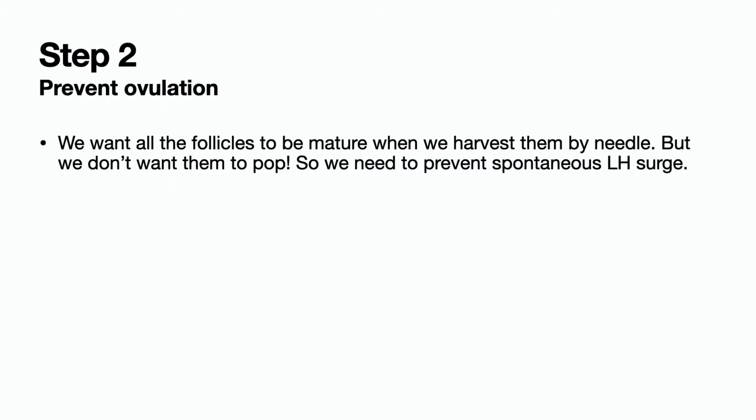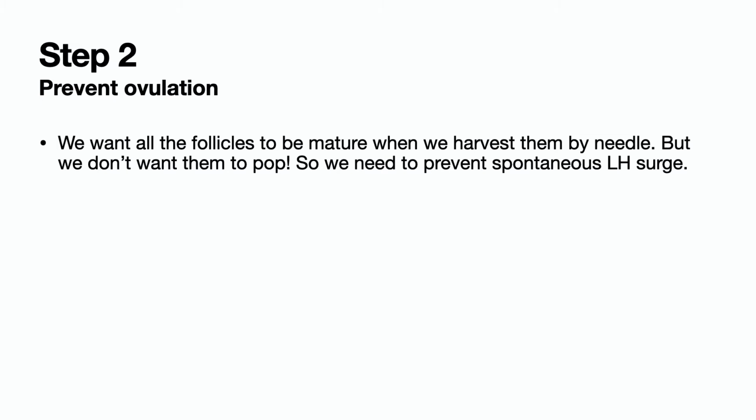The second step is that we need to prevent spontaneous ovulation. So we're giving this patient a bunch of FSH, which is going to stimulate a bunch of follicles. If we did nothing else, eventually one or multiple of these is going to pop. And we don't want that because once these follicles ovulate and the egg just pops out and gets released into the fallopian tubes, we can't collect them anymore. So we need to prevent this from happening spontaneously so that they're still in the follicle when we want to harvest them by needle. We need to prevent a spontaneous LH surge.